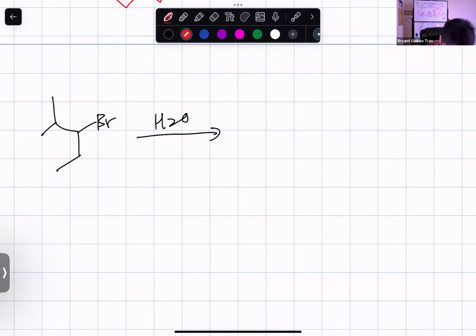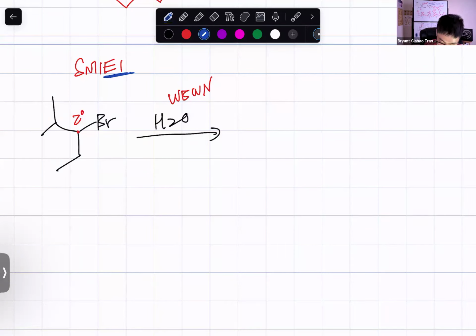Okay, so we have a secondary substrate, weak base, weak nucleophile, and then looking at the chart, if you do a lot of practice problems on this, you could just tell what reaction it is already. This is going to be an SN1 E1 reaction, but I'm going to focus on the E1 aspect of it to show the cis and trans product that you could form.